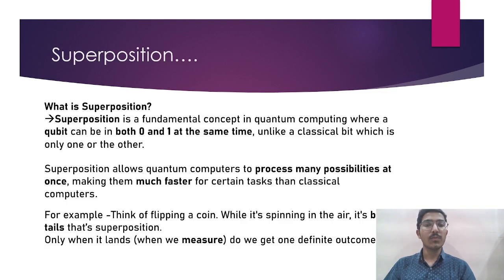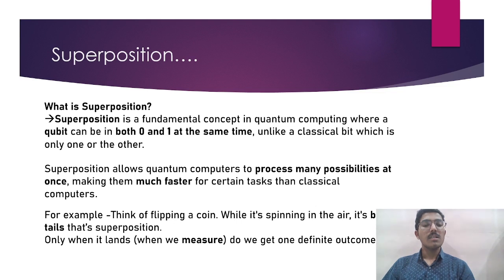Now, before moving to the Deutsch algorithm, we need to learn some key concepts regarding superposition. What is superposition? Superposition is a fundamental concept in quantum computing where qubits can be in both 0 and 1 at the same time, unlike a classical bit, which is only one or the other. Superposition allows quantum computers to process many possibilities at once, making them much faster for certain tasks than classical computers.